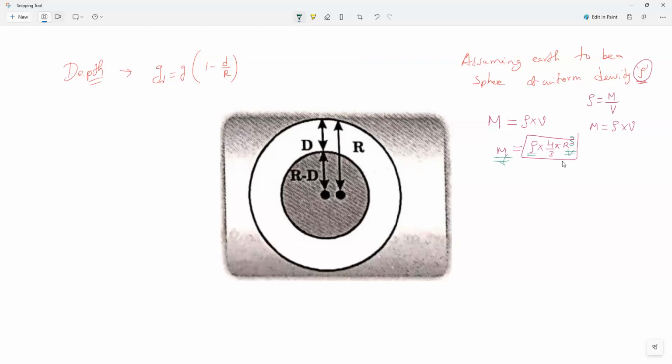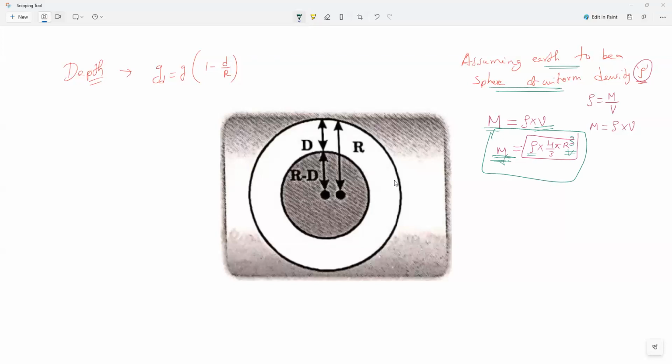So let us see now, this is the mass of the Earth formula. Not only Earth, for any planet we can calculate the mass using this. Density into volume is actually mass. Volume of the sphere, what is our assumption? It is a completely uniform sphere, so the volume is 4/3 pi r cube. Understood? So that is what it is.